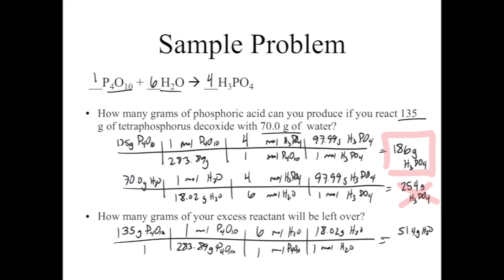Now, obviously that's less than what we started with, which is good because we didn't use all of the H2O. So you just take 70 and subtract 51.4, and you get an answer of 18.6 grams of H2O left over.